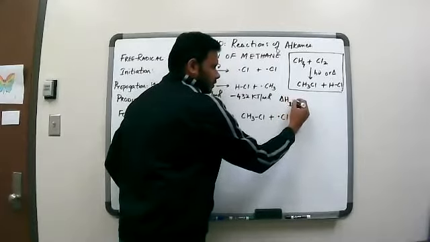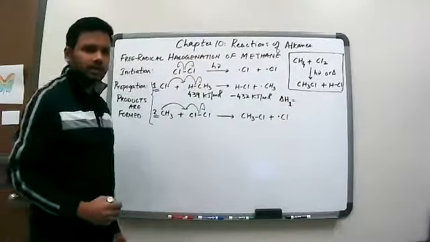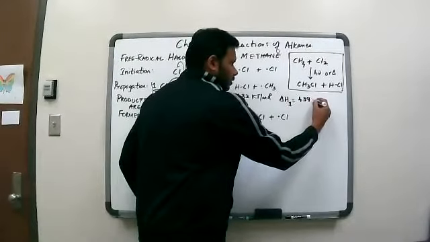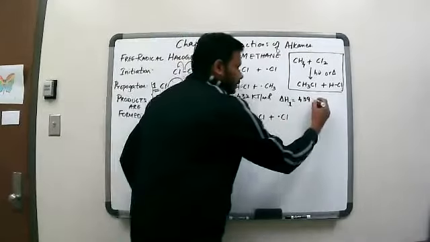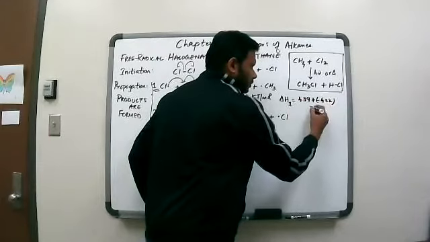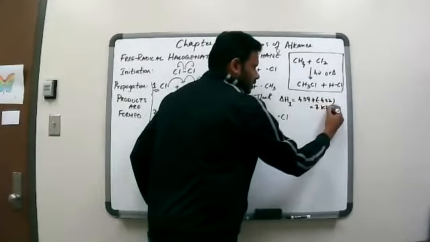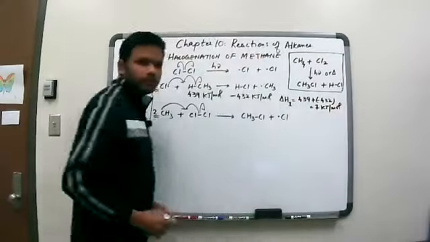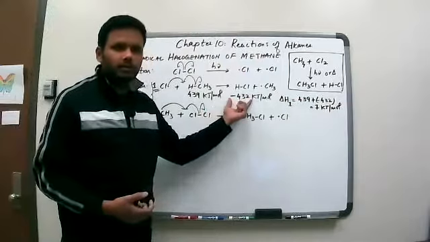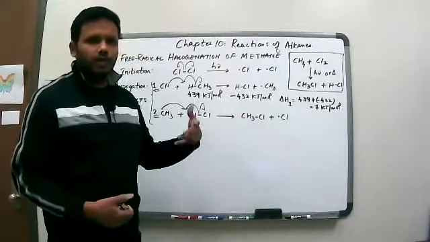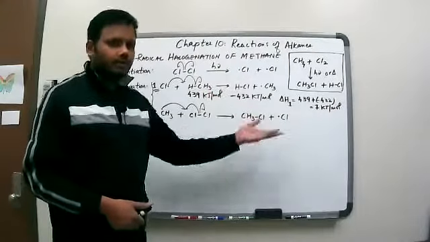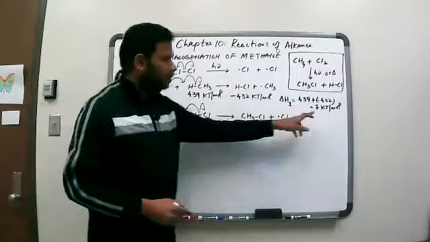So delta H for that first propagation step is basically 439 plus minus 432, which is basically 7 kilojoules per mole. Okay, so it's basically a sum of those two, since we've already converted the bond dissociation enthalpy into a bond formation enthalpy. If you do not, then you're going to subtract it. Either way, it is 7 kilojoules per mole.